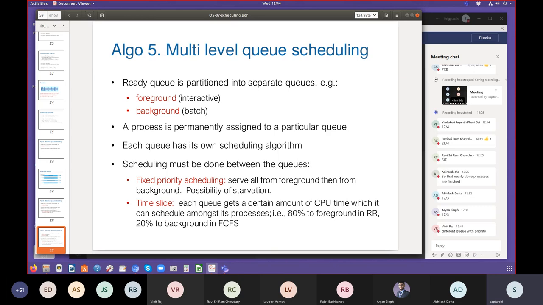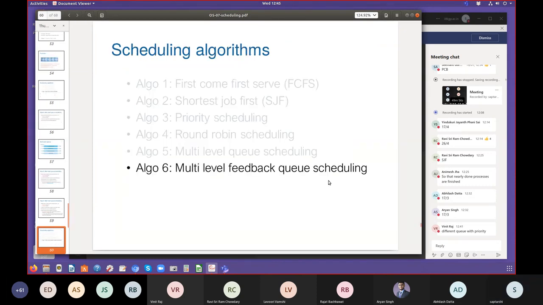So let's say the foreground process uses round robin scheduling. The background queue, let's say, uses FCFS scheduling because it is okay, batch processes are expected to wait for some time. So different queues are using different scheduling algorithms. Also, the time is distributed among the different queues. So let's say 80% of time is allotted to the interactive processes and 20% is allotted to the batch processes. So that is multi-level queue scheduling.